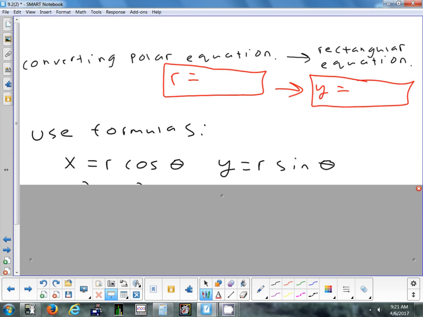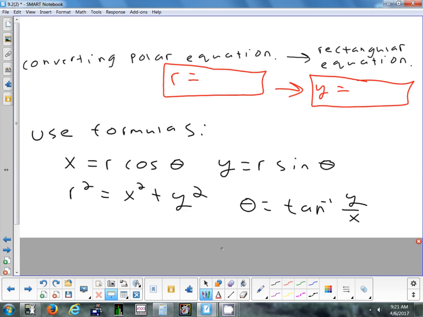We know that if you want to change x to polar, we had this formula, r cosine theta, and we had the formula for y, which was r sine theta. These are all the formulas we had yesterday that gave us relationships between rectangular and polar. So we're going to use all the same formulas again. The first thing I'm going to do is convert a cardioid into a rectangular equation.